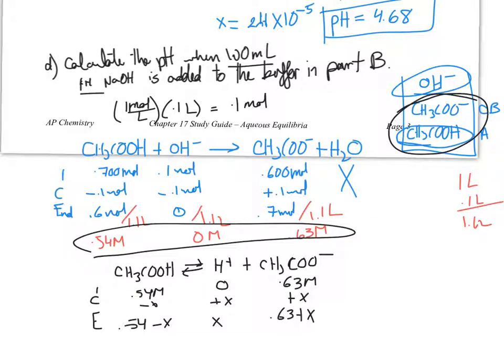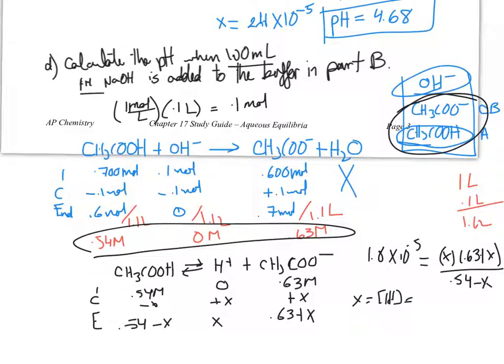My Ka is still 1.8 times 10 to the negative fifth, is equal to x times 0.63 plus x over 0.54 minus x. My x, which is my H plus concentration, ends up being 1.54 times 10 to the negative fifth molar. And so my pH ends up being 4.81.